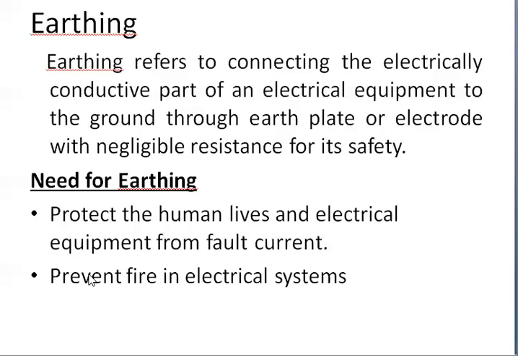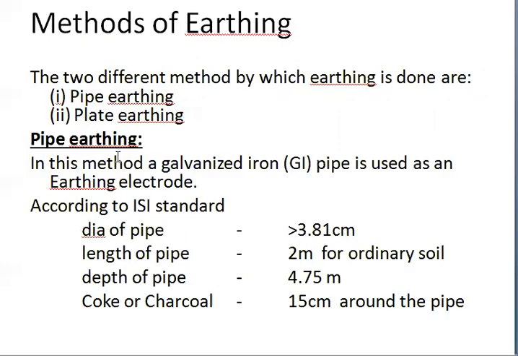And coming to the methods of earthing, we have two methods here, that is pipe earthing and plate earthing. In pipe earthing, a galvanized iron pipe is used as an earthing electrode. According to ISI standard, the diameter of the pipe should be greater than 3.81 centimeters, and the length of the pipe should be 2 meters for ordinary soil, and the depth of the pipe should be 4.75 meters, and coke or charcoal should be used 15 centimeters around the pipe.